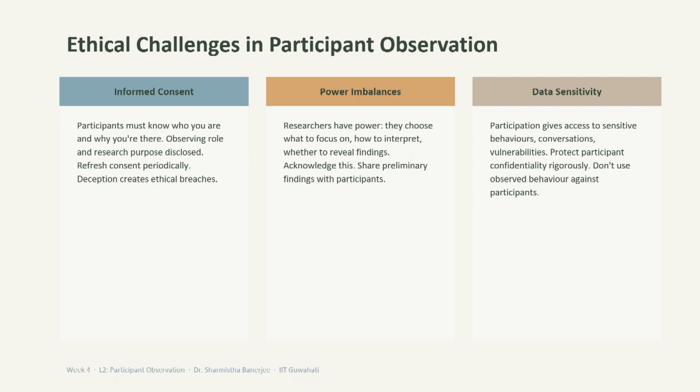So let's discuss the ethical challenges in participant observation. You should always take informed consent. Participants must know who you are and why you are there. Your observing role and research purpose should be disclosed. Refresh consent periodically. Deception creates ethical breaches. If you start working with a particular family very closely, after a certain point of time they might forget that you are a researcher, that you are an outsider, but you should not forget that.